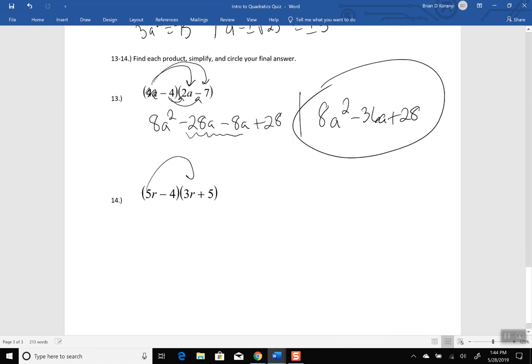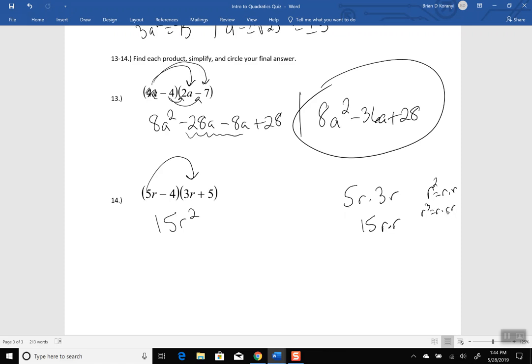Same thing over here. 5r times 3r is 15r squared. So remember, in slow motion, it's 5r times 3r. 5 and 3 combined to give you 15. R times r, that's just r squared. That's what r squared means. It means to do r times r. If you find r cubed, that'd be r times r times r, and so on.